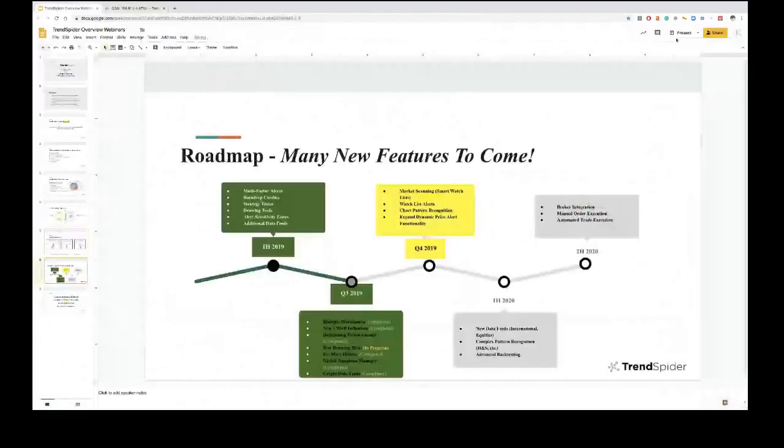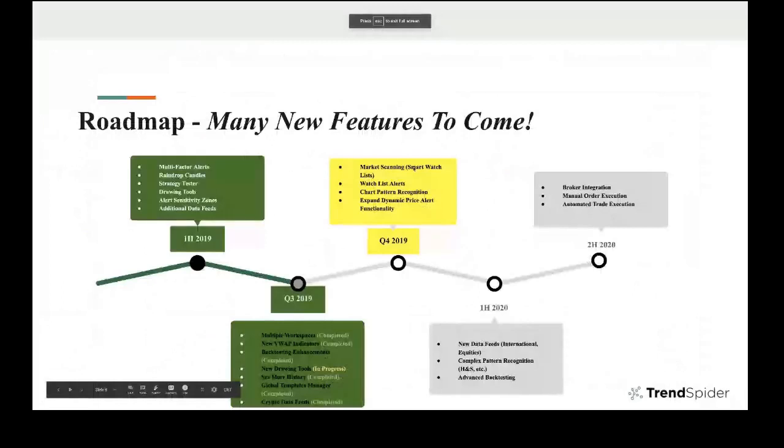I did want to go over the roadmap now that we're in Q4. We did a lot of updates in Q3. You can see all of them down here. I'm not going to go over each one of them, but we really worked on a ton of different features to make the product more user-friendly, the user experience a lot smoother.